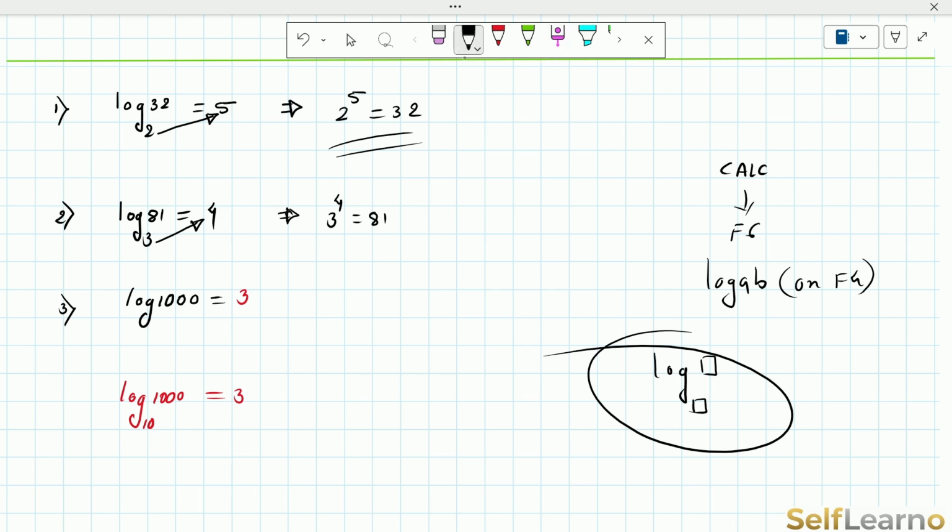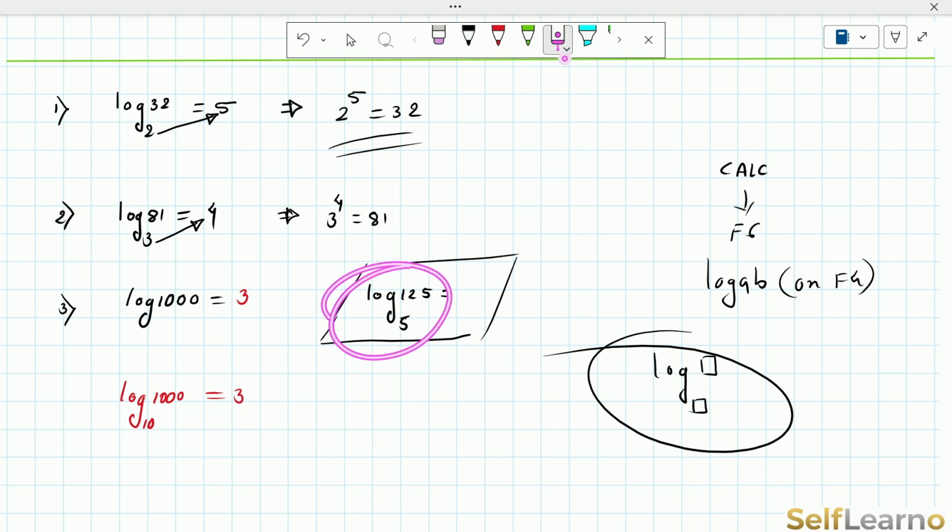Can you please try this question? Log 5 of 125. Please use your calculator. Why can we use a calculator over here? Because there is no unknown over here. All are numbers. So you can insert these numbers in the calculator and you will get the answer. That is 3. Okay.